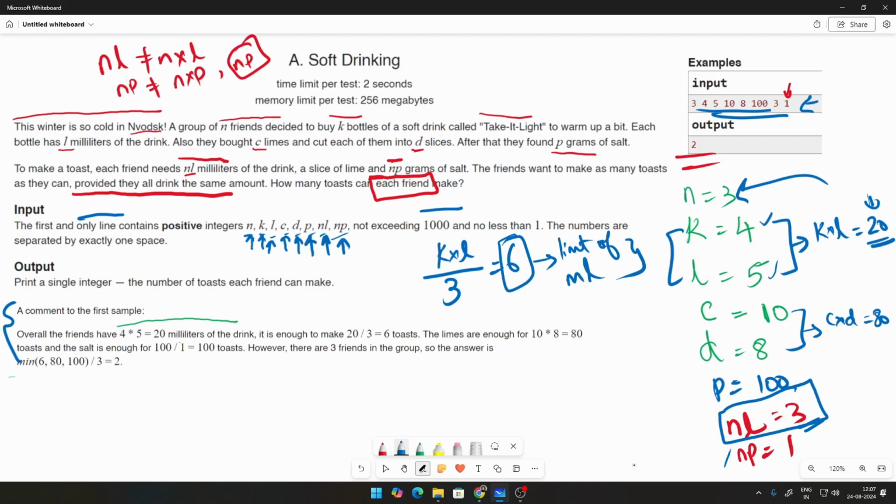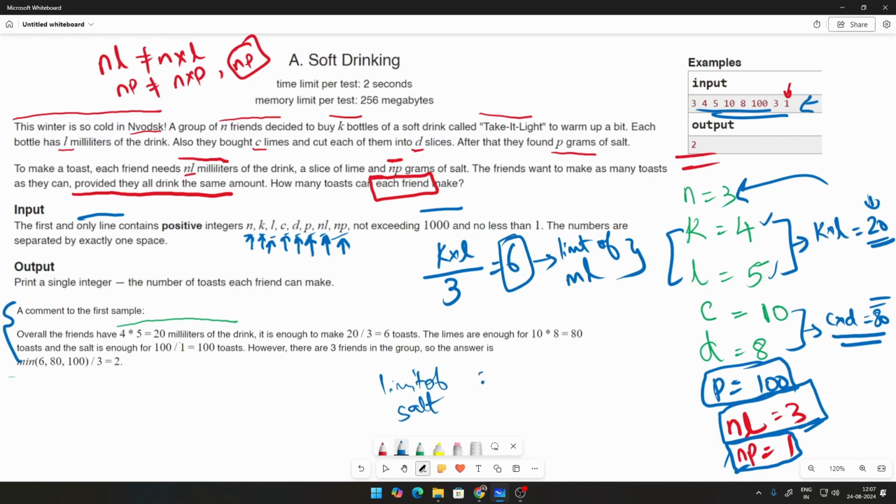Okay, then how many lemon slices do I have? We have already calculated that. We need 1 lemon slice per toast. We have 80 lemon slices, that means we can make 80 toasts. So the limit of lemon is going to be 80. Then I need 1 gram of salt, NP is 1. So how much salt do I have? P.